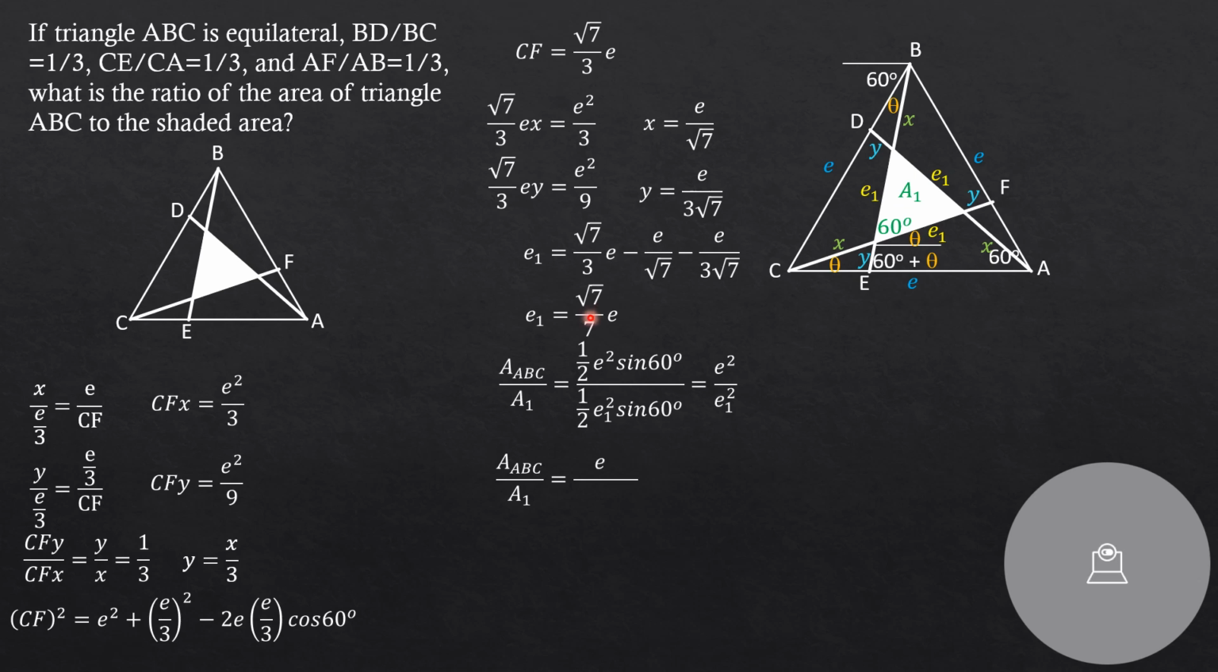Substitute the value of E1, so the ratio is E squared over E over square root of 7 squared. We can cancel E squared, and this is 1 over 1 over 7. And 1 over 1 over 7, the reciprocal of 1 over 7 is 7. Therefore, the ratio is 7.